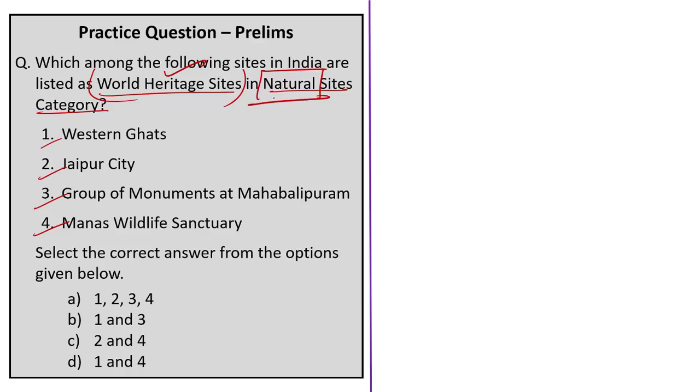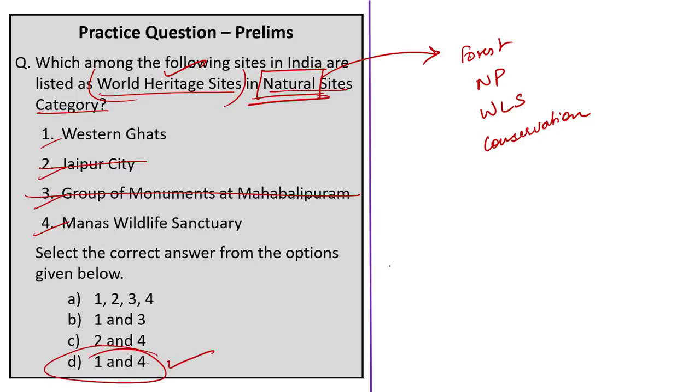Natural Sites category. Now here you can use a simple trick, because under the Natural Sites category, normally forest areas, then national parks, then wildlife sanctuaries, then some conservation areas are listed. So in this you can easily say that Jaipur City is not a national park or a wildlife sanctuary, and also group of monuments at Mahabalipuram does not have a national park or a wildlife sanctuary or any conservation area. So by this you can easily eliminate 2 and 3, and if you see in the options, 1 and 4 is given together. So the final correct answer to this question is option D, 1 and 4. Also remember that in India there are 7 natural world heritage sites and these 2 are cultural sites.